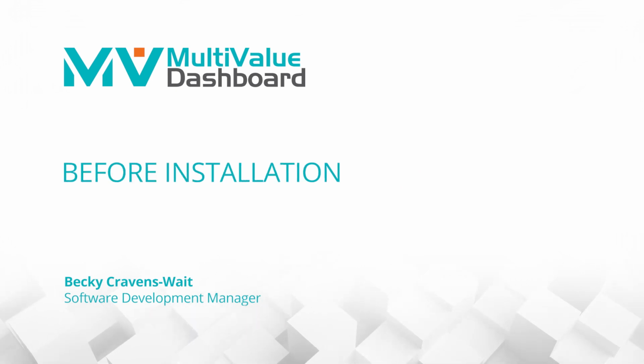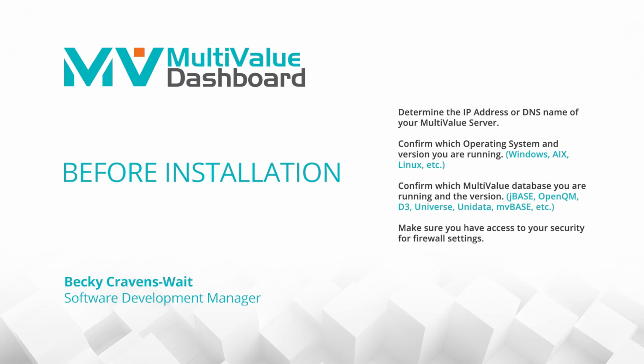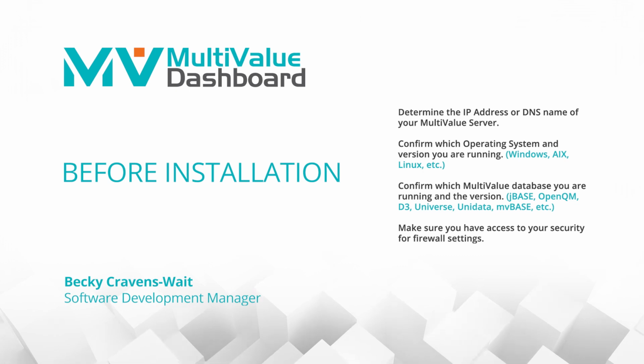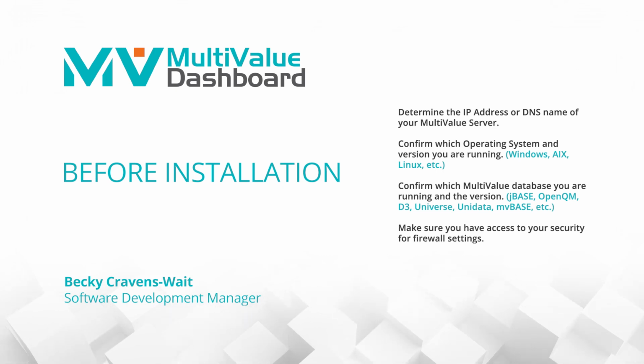Before we get started, let's go ahead and collect some information about your system that we're going to need to get it set up. So we need to know the IP address or the DNS name of your MultiValue server. Also, what operating system are you running and what version? Is it Windows, AIX, or Linux? And then which MultiValue database do you have? Are you running a Universe system or a D3 or possibly jBASE or OpenQM? And then what version is that?